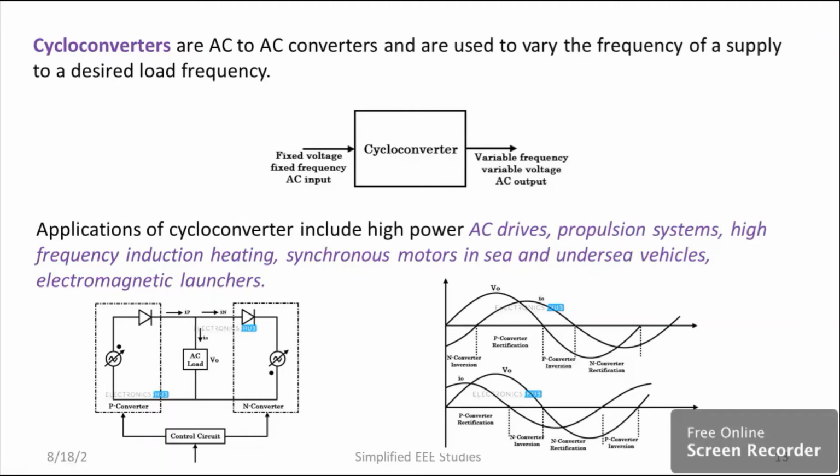Suppose the load requirement is at a different frequency and you have only a fixed frequency supply. At that time, what are you going to do? You can go for a cycloconverter. It is available for single phase and separately for three phase also. There are different applications like AC drives, propulsion systems, high frequency induction heating, synchronous motors in sea and undersea vehicles, and electromagnetic launches. These are a few applications, and there are many more.